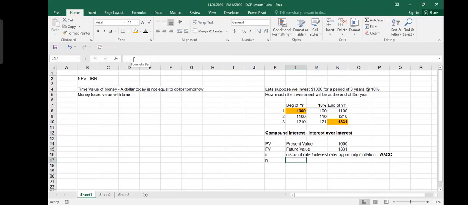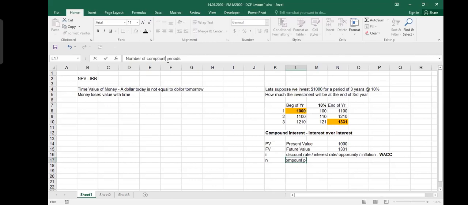So sometimes students think that N is the number of years. N is not the number of years. Actually, N is your number of discounting periods. Sorry, I would write down here compounding periods, because I'm doing compounding. Number of compounding periods. What does that mean?